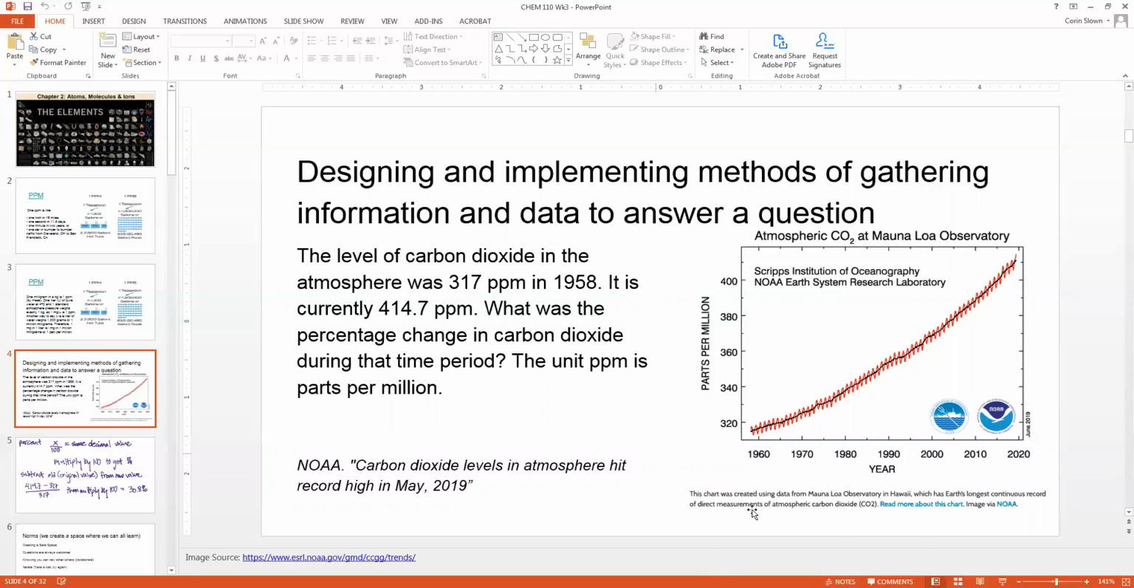This is data that was collected by the Scripps Institution of Oceanography and the NOAA Earth System Research Laboratory, and they're measuring atmospheric carbon dioxide at the Mauna Loa Observatory in Hawaii. And so this is the Earth's longest continuous record of direct measurements of atmospheric carbon dioxide.